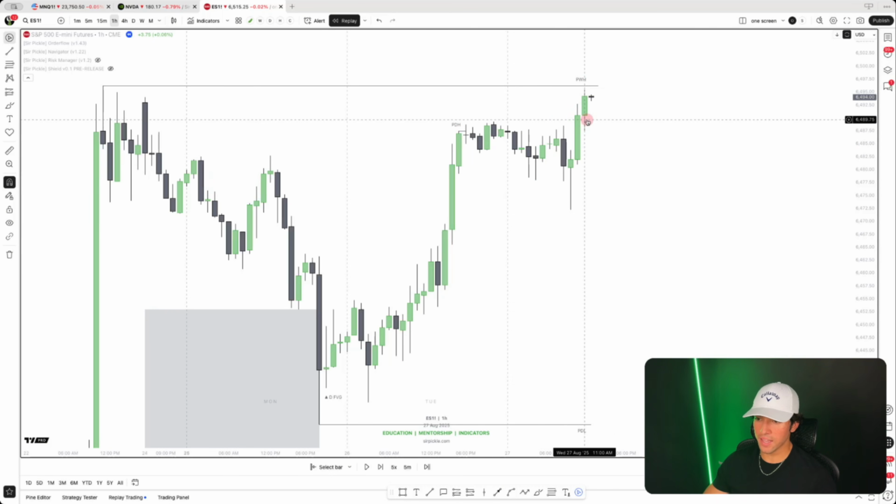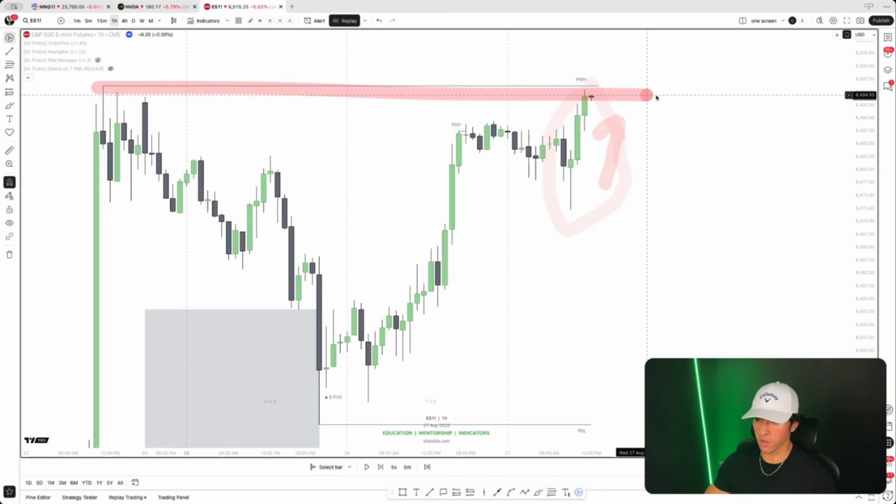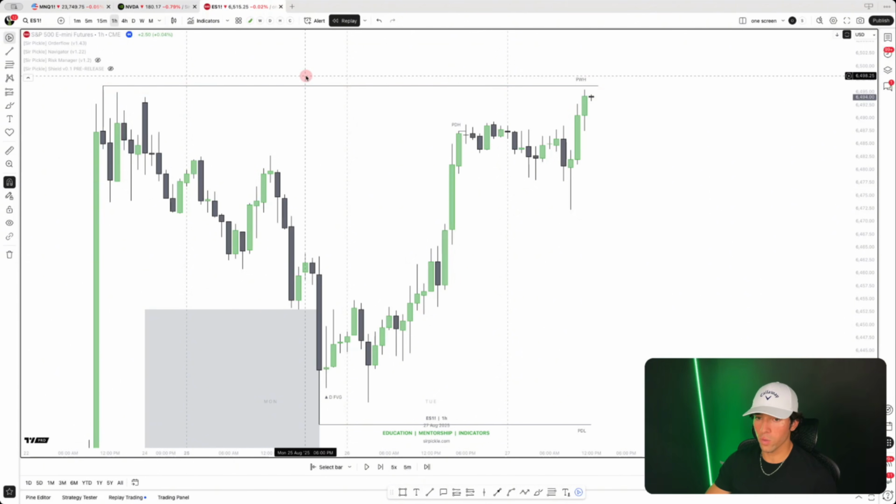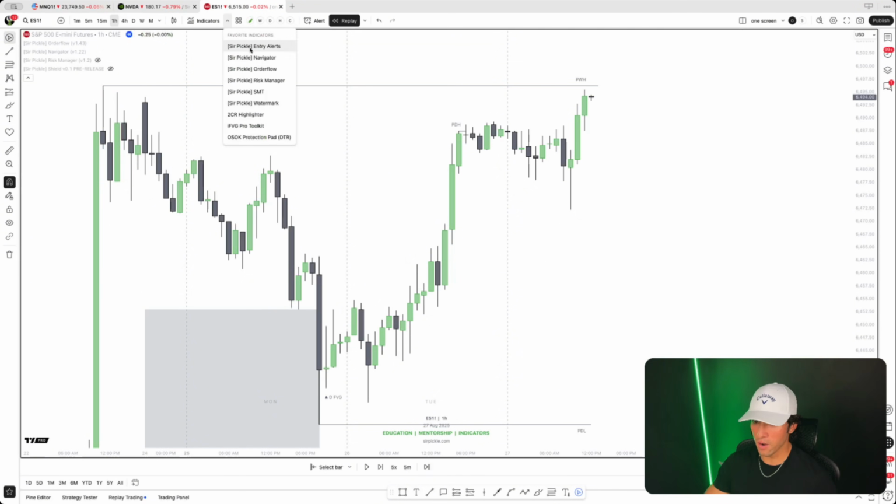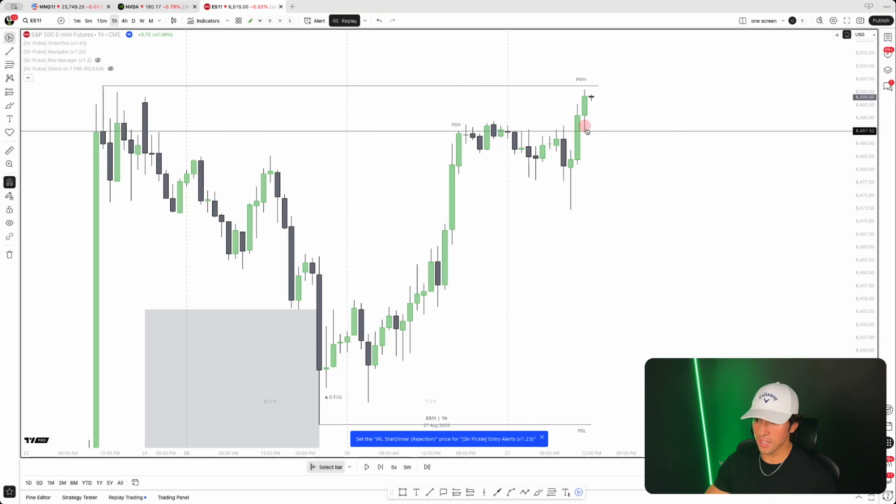Now, if we look closely at the PM session right here, we'll notice a 1 hour bullish order flow leg right here, pointing higher. We have a very obvious target right here at previous week's high, also just that daily ERL. So if we want to look for an entry inside of that 1 hour fair value gap, all we would do is select the entry alert indicator, and we're going to highlight that fair value gap.